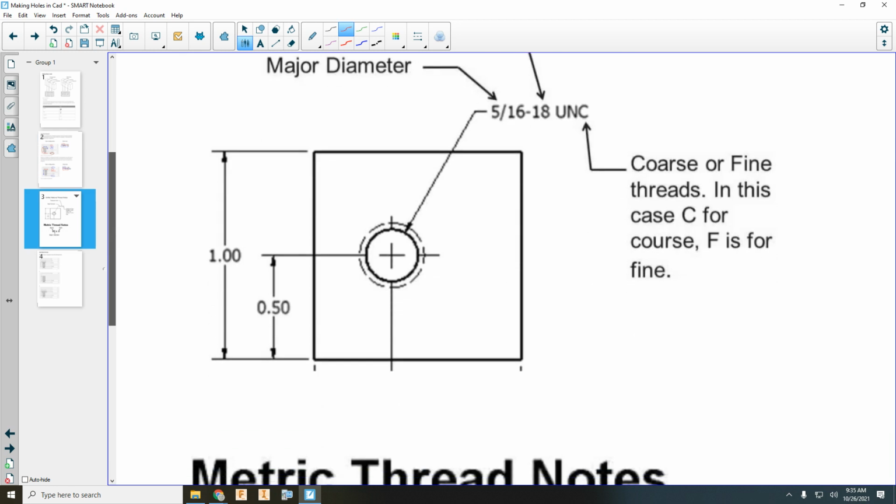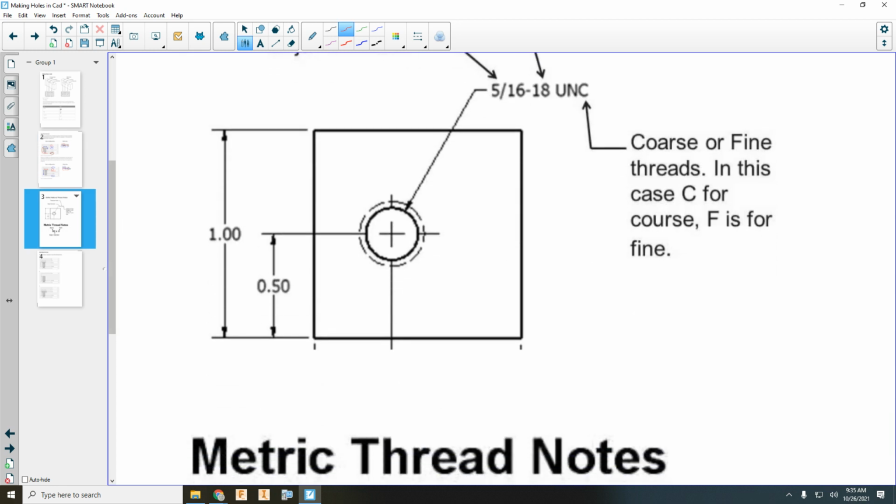Thread notes on our train. We had a 1/4-20 screw that we used, so we drilled a 1/4-20 hole in our train body so that we had a place to thread that. So anytime you start seeing thread notes, if it is a 1/4 inch or smaller, with thread notes you will see that dimension with a fraction.